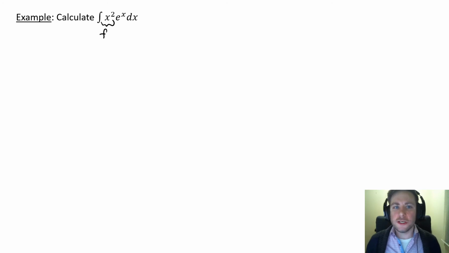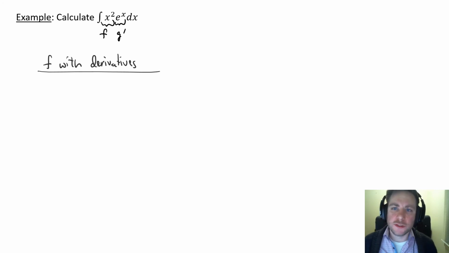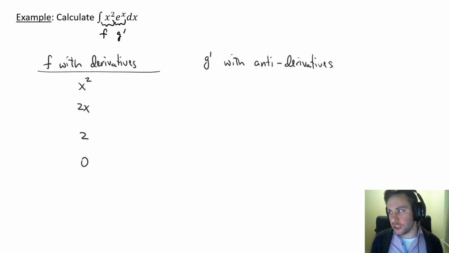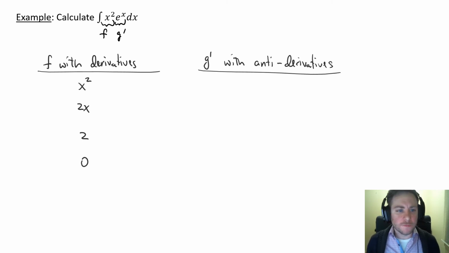To start with, we need to assign x squared as f and e to the x as g prime. I'm going to show the solution using the tabular method. So just like before, we'll form a list of f together with its derivatives. So start with f and just keep differentiating it until you get 0. Then form a list of g prime with its antiderivatives.